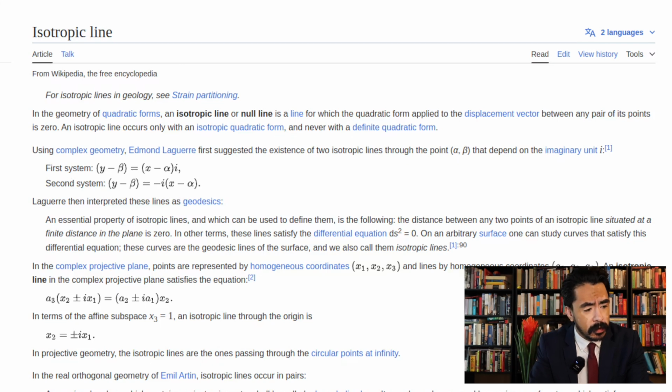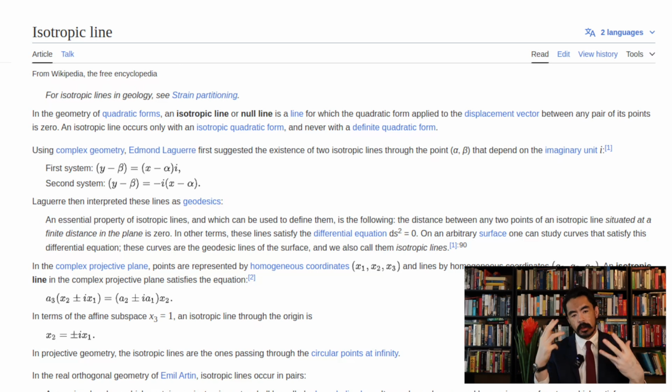we got the simple definition. That's cool. We kept reading on, and the first guy who, I guess, defined some isotropic lines was Edmond Laguerre, but we really remember Laguerre for his polynomials. And his polynomials come up in Sturm-Liouville theory. And you'll see why this is all stuff that I feel like I should talk about this time.